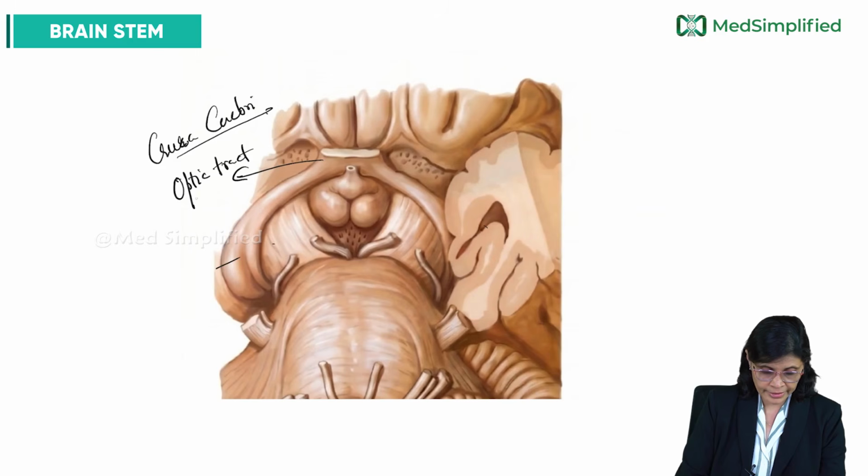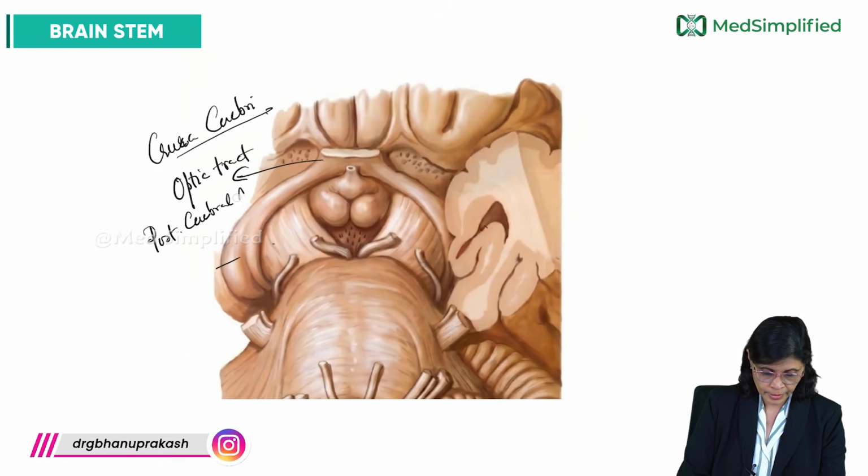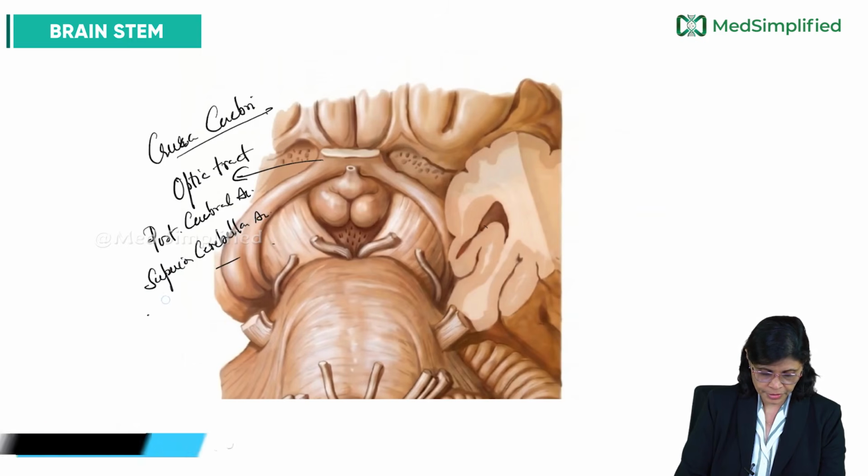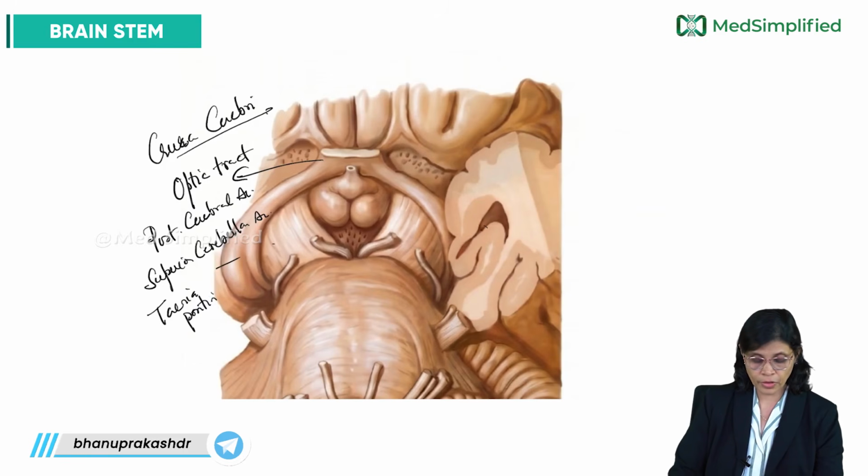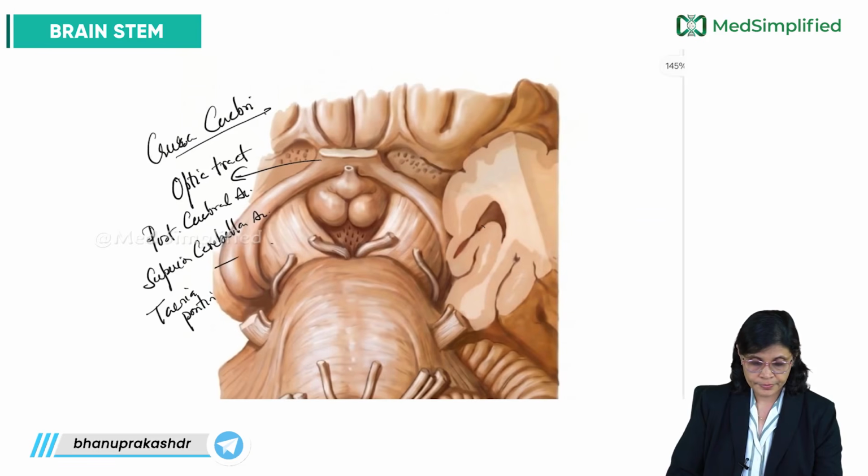This is the optic tract, and then it is crossed by the posterior cerebral artery, the superior cerebellar artery, and then the tentorium pontis. So these structures from above downwards will be crossing the midbrain transversely.